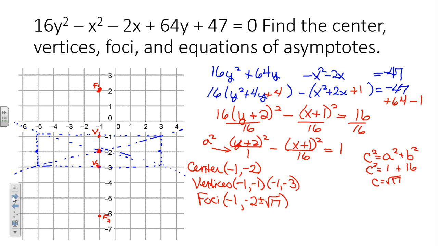And it wants to have the foci be within the hyperbolas. So we're opening up and down.